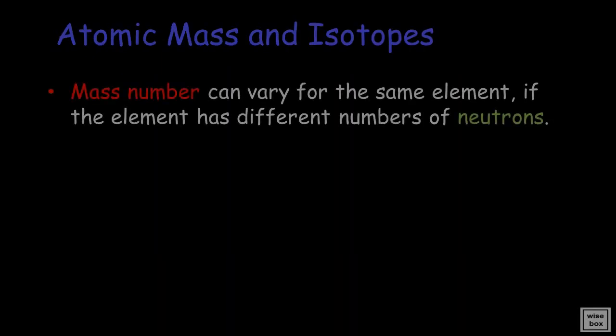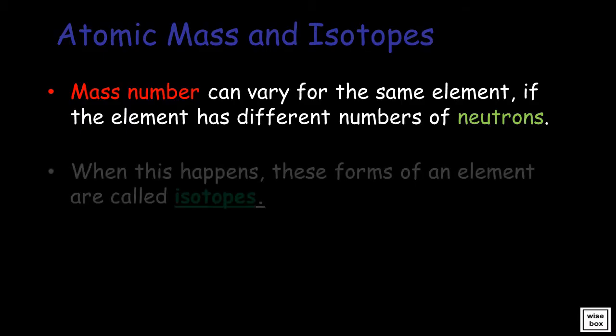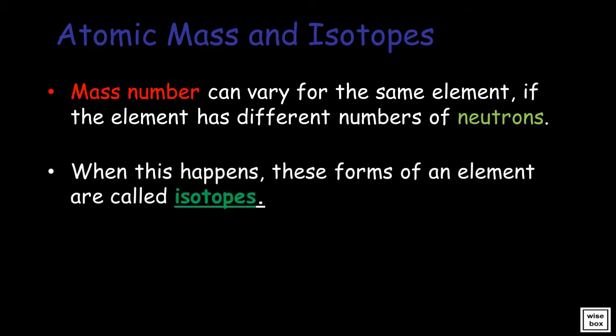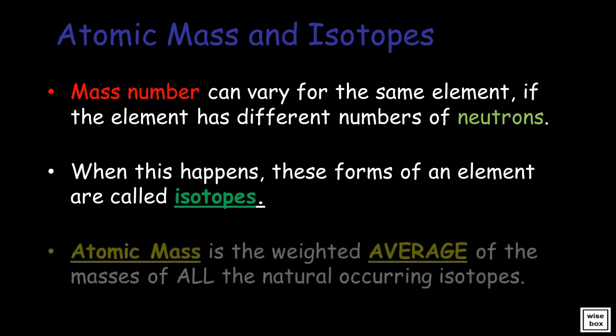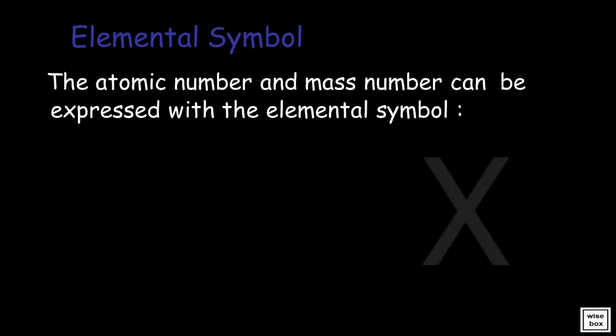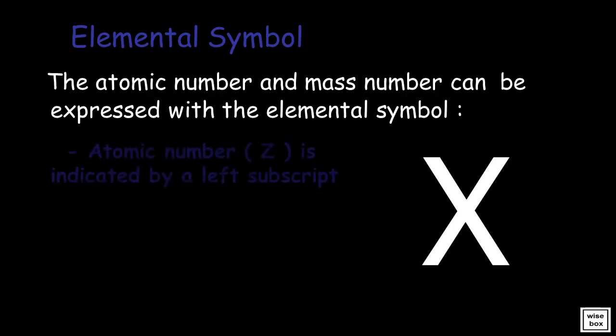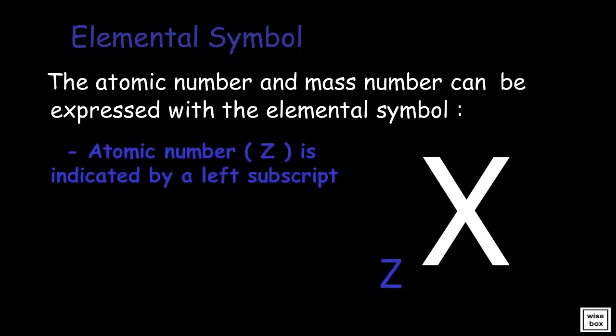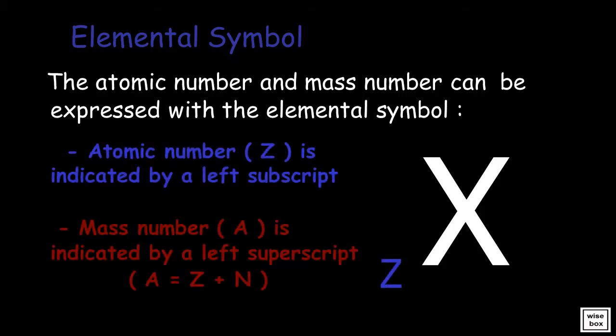The mass number varies for the same element with different numbers of neutrons. These forms of elements are called isotopes. And the atomic mass is the weighted average of the masses of all the naturally occurring isotopes. The atomic number and mass number can be expressed using this standard elemental symbol: the atomic number Z on a left subscript, the mass number A on a left superscript.